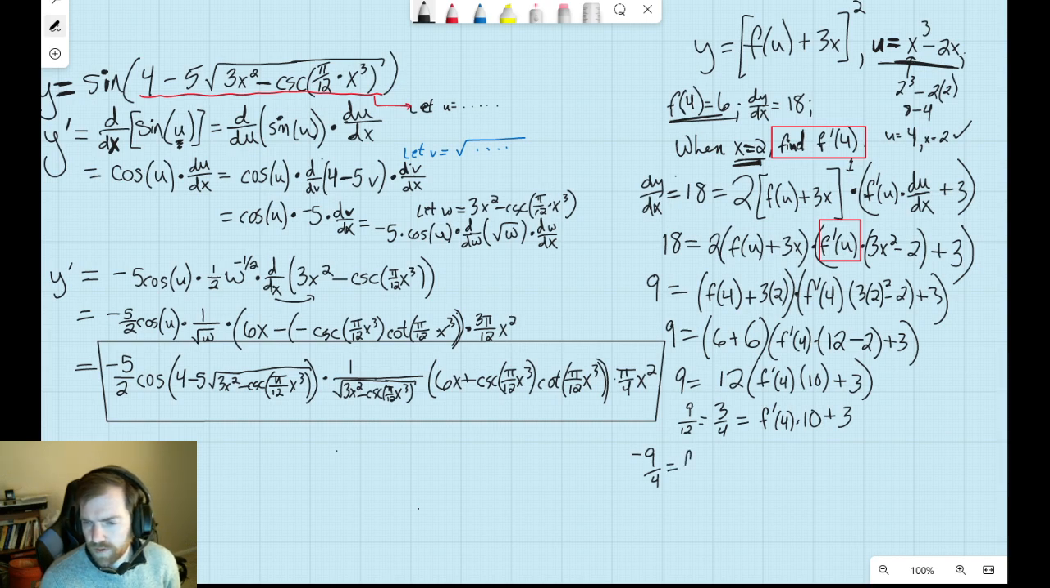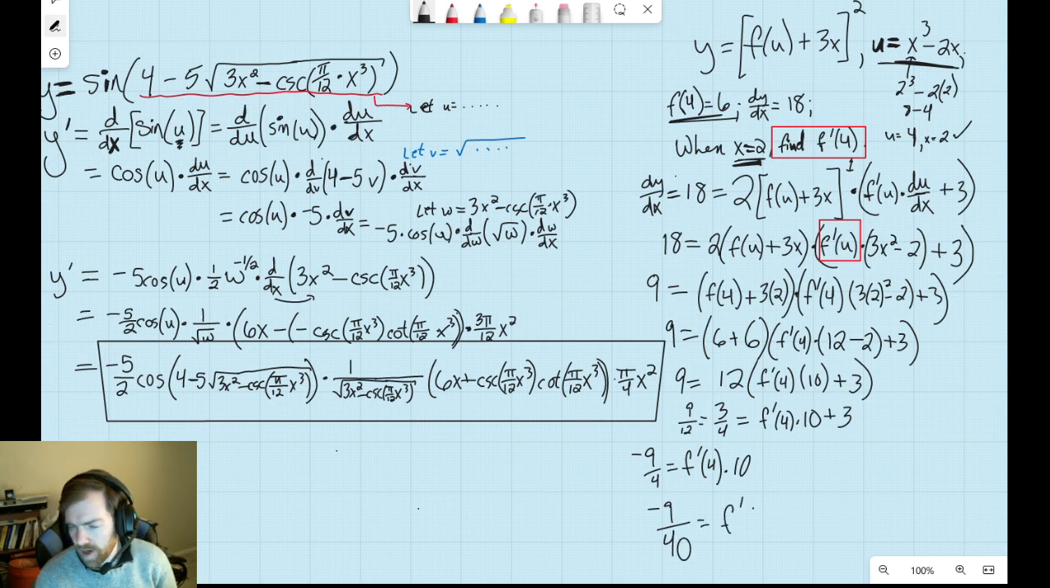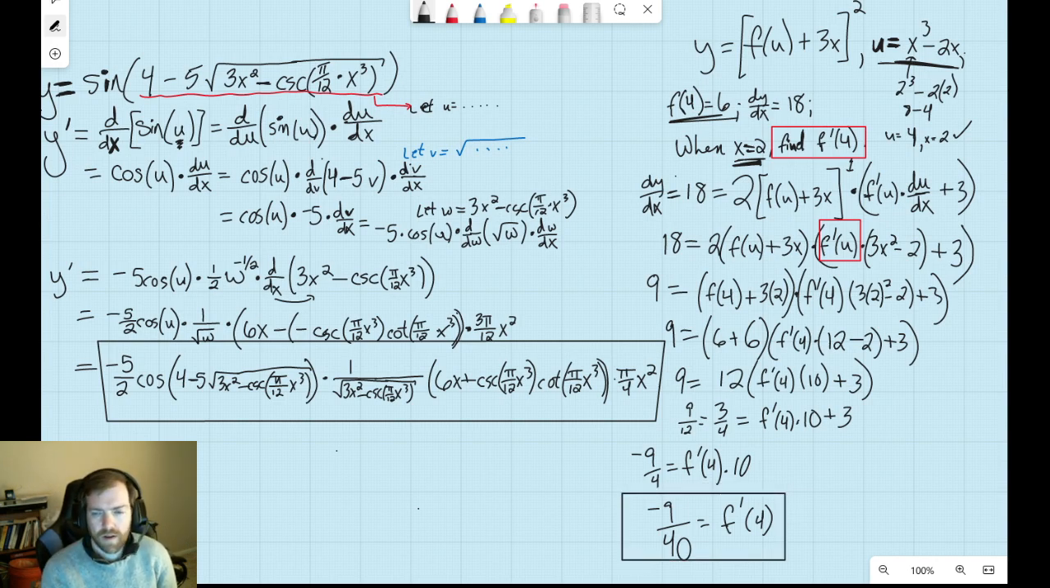It's going to be equal to f prime at 4 times 10. Divide both sides by 10, you get negative 9/40 is equal to f prime at 4. Alrighty.